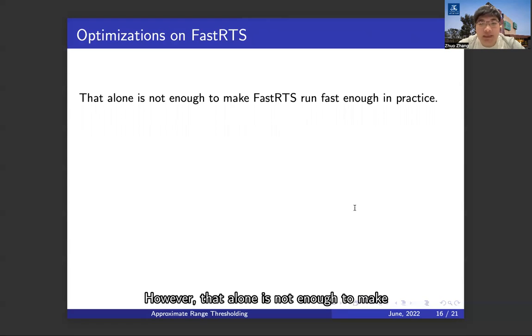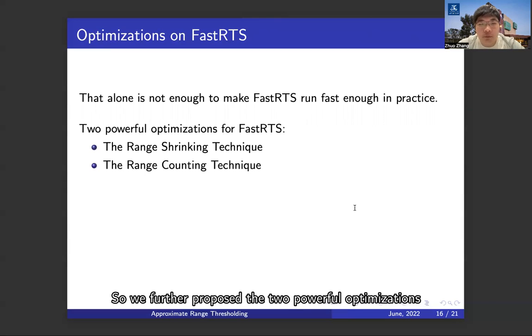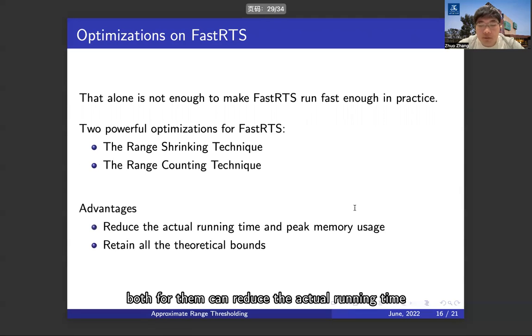However, that alone is not enough to make our algorithm run fast enough in practice. So we further propose two powerful optimizations for fast RTS, which are called the range shrinking technique and the range counting technique. Both of them can reduce the actual running time and the peak memory usage in practice while retaining all of the theoretical bounds.